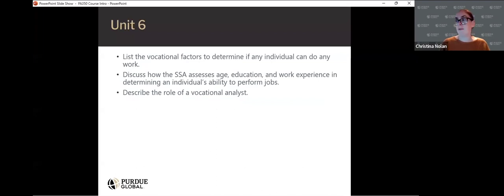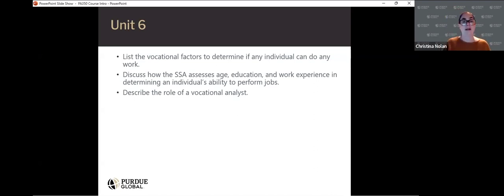Unit 6, you're looking at the vocational factors to determine if an individual can do any work. This person is saying, I'm disabled, I can't work. Well, the SSA is not just going to take what we say as law. They're going to say, well, wait a minute, let's see if there's any kind of job that they can do. So they will perform their own evaluation, and we want to make sure that we have our I's dotted and T's crossed, so that we can disprove what they're saying, because the SSA's presumption is that they like to deny.